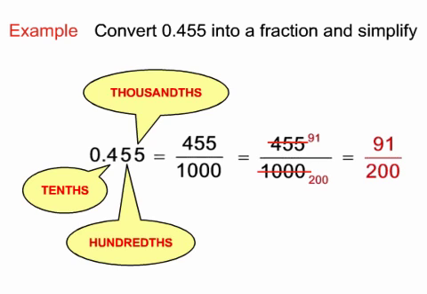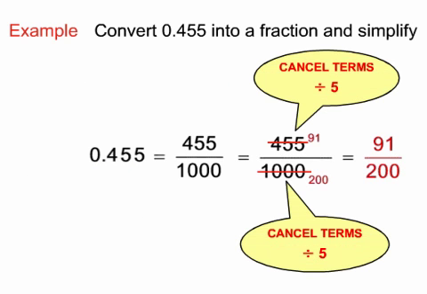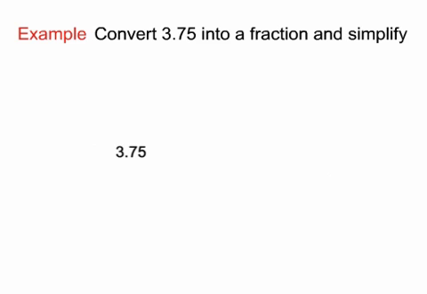Now you look to see if anything cancels top and bottom. And as you can see here, you can divide both top and bottom by 5. 5s into the top goes 91. 5s into 1000 goes 200. So 0.455 as a fraction is 91 over 200.